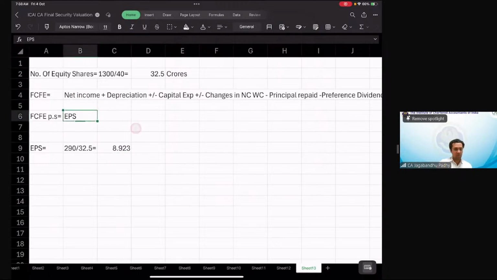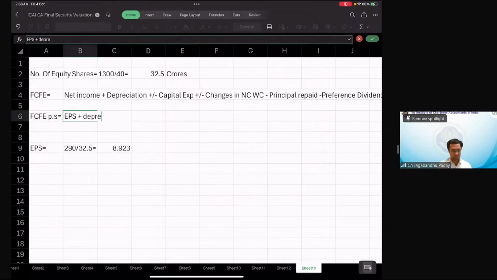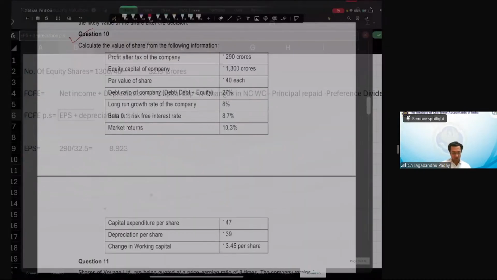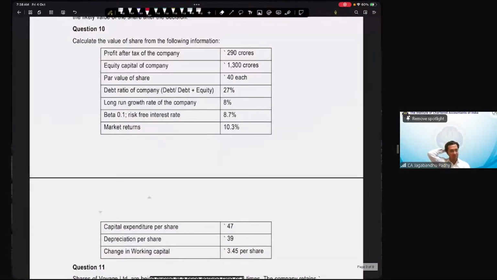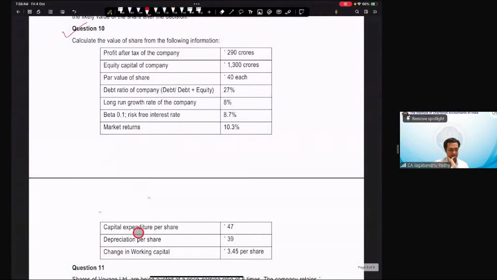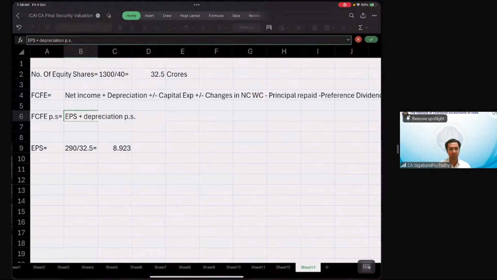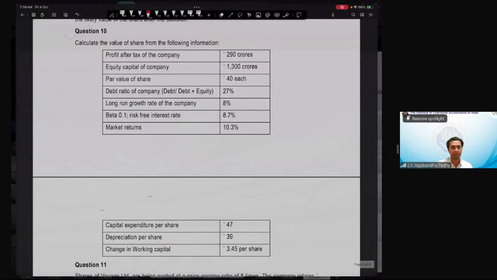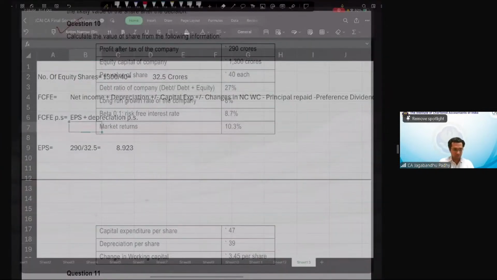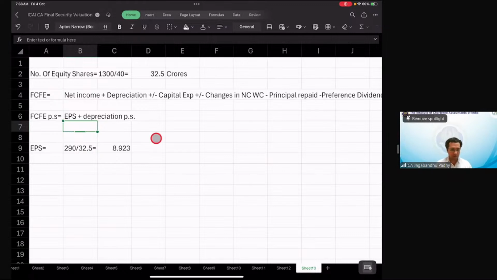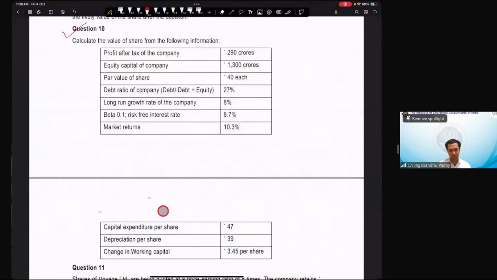Now to this EPS, we will add, of course, depreciation on a per share basis. I think that is also given to us. Yes, depreciation per share is given to us. Then how do we go about the other aspect now? After depreciation, we have the capital expenditure. Do we have capital expenditure given to us? Yes, capital expenditure per share is 47. That is also given.